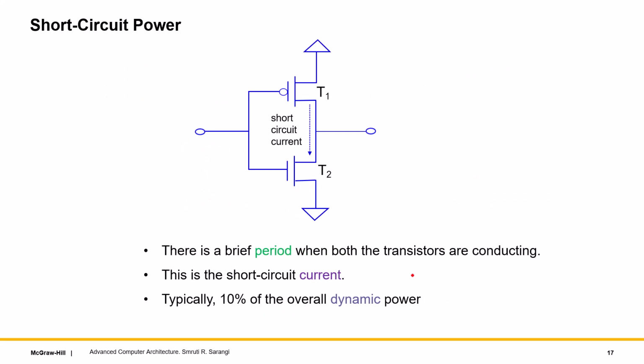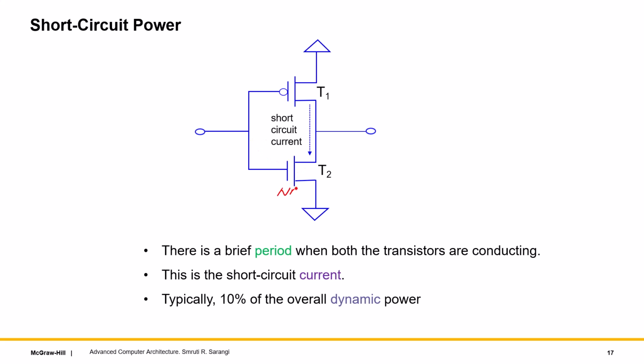So let us now look at another kind of power dissipation. This is traditionally also considered to be a part of the dynamic power component, but many people have historically been grouping this into a separate subcategory. So let's anyway see what it is.